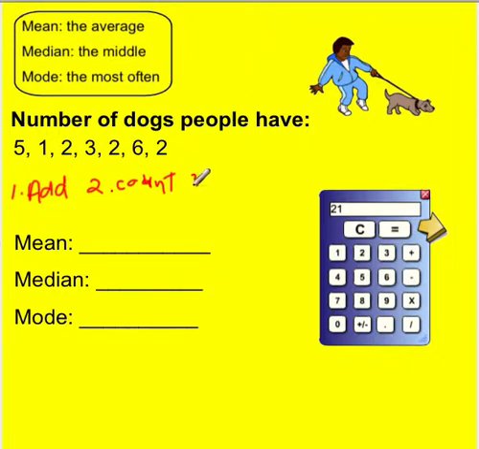And that is divide. We're going to take the number we added, which was 21, and we are going to divide it by the number of numbers on the list, which was 7. 21 divided by 7 is what we need to figure out.